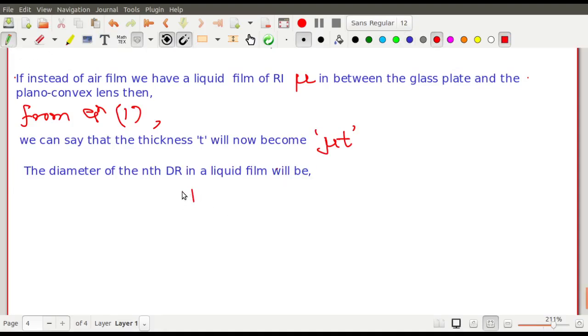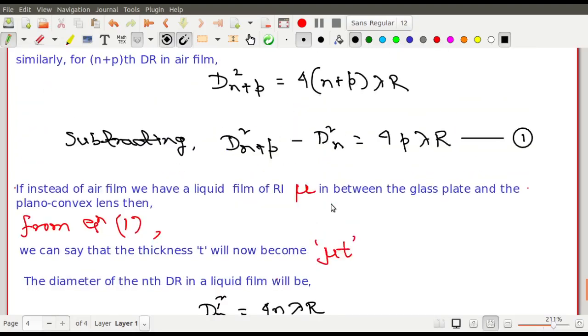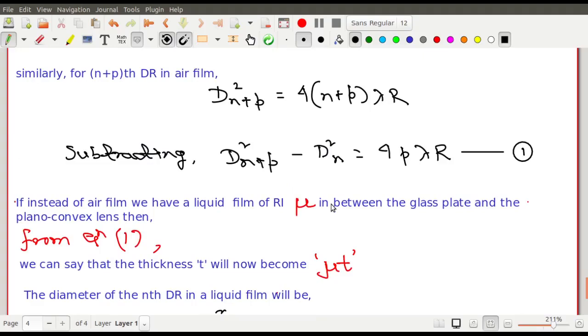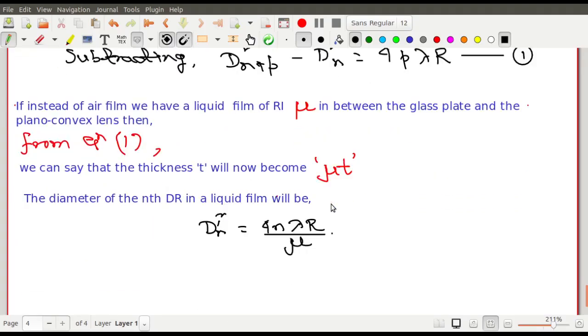The diameter of the nth dark ring in the liquid film, if I call it dn squared, then this one I will call dn dashed squared. It was 4n lambda r, so that will become 4n lambda r divided by mu. So a mu comes here. The thickness will be replaced by mu T and the diameter squared will be replaced by this particular quantity.